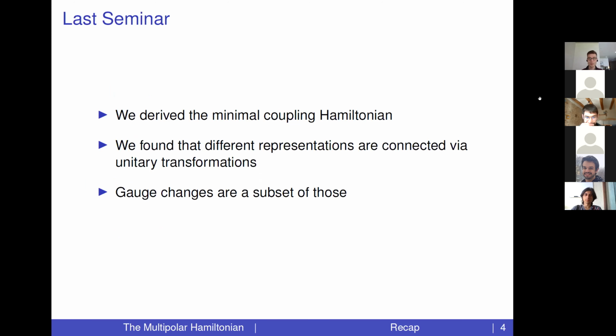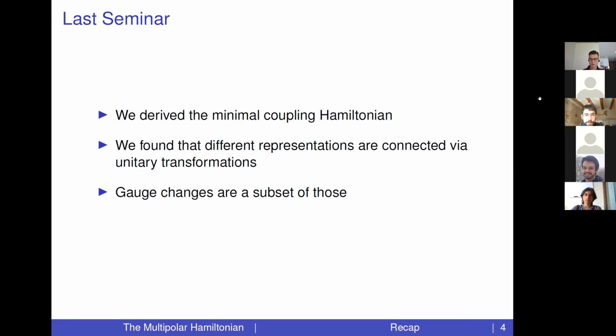So we derived the minimal coupling Hamiltonian after we saw that we can decompose in the non-relativistic approximation the field components into longitudinal and transverse components. We then quantized the minimal coupling Hamiltonian in the Coulomb gauge, and this was a really very simple prescription that allowed a very simple quantization procedure. And in the end, we showed that we can compare different representations and connect them by unitary transformations.